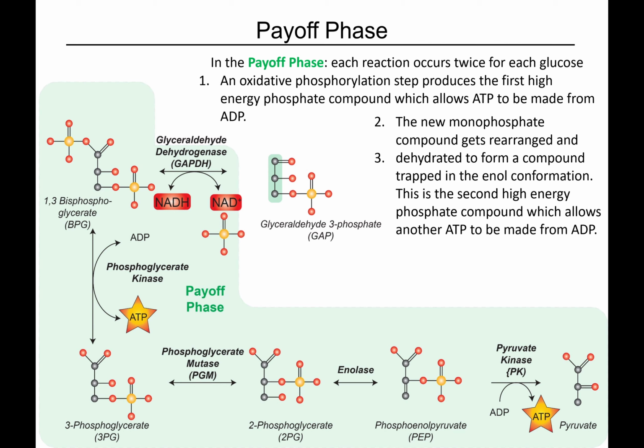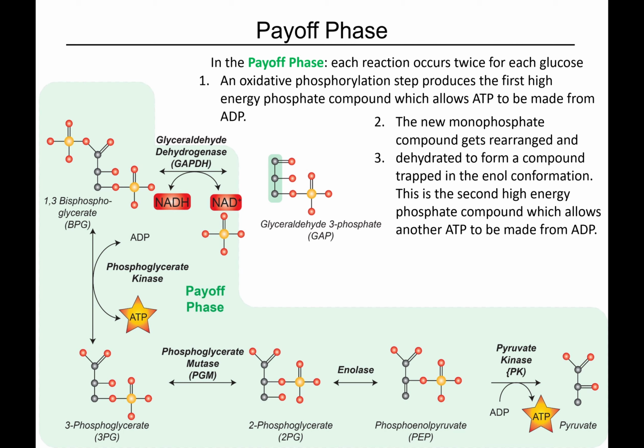Once we've made 1,3-BPG, this is our first high energy phosphate compound. This is the first thing that's able to phosphorylate ADP. It's the first molecule we've made with a higher phosphoryl transfer potential than ATP. And whenever we make a high energy phosphate compound, the most logical thing is to use it. So the next step, we transfer a phosphate onto ADP to make ATP. We now have 3-phosphoglycerate.